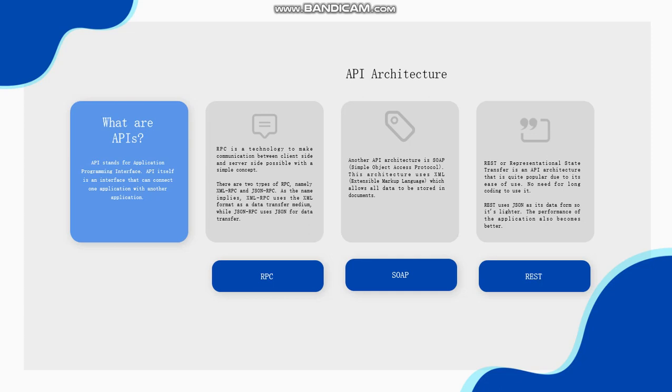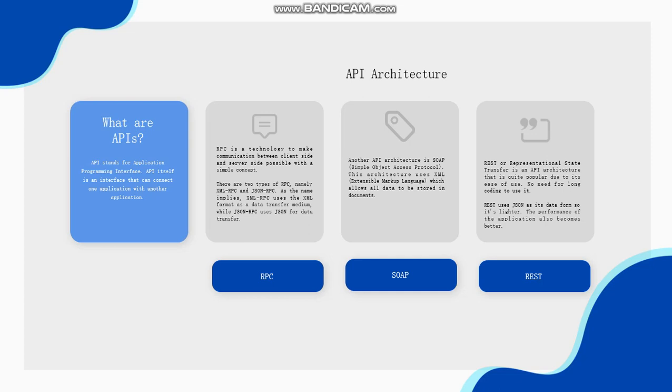SOAP. Another API architecture is SOAP, or Simple Object Access Protocol. This architecture uses XML, or Extensible Markup Language, which allows all data to be stored in a document.